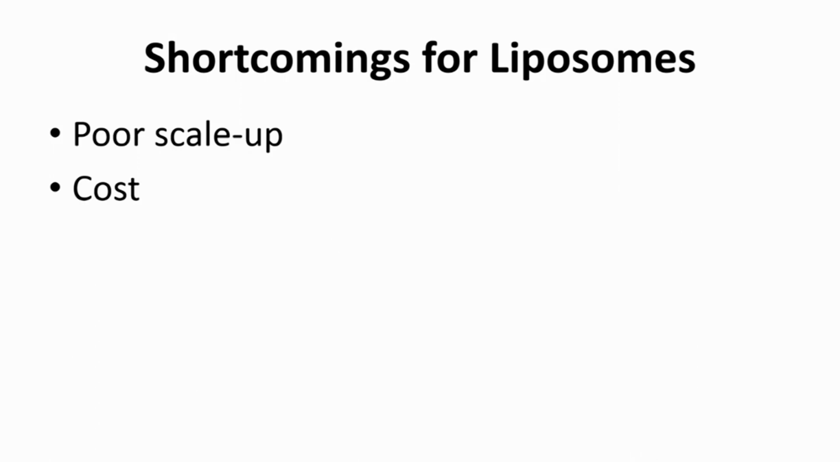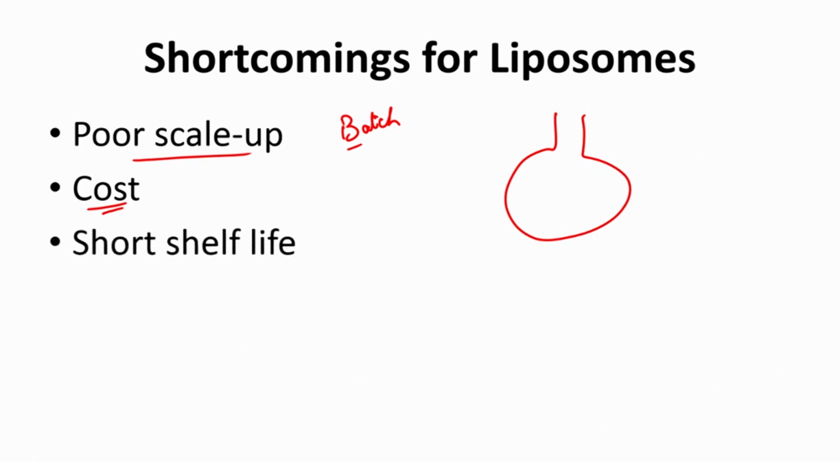So what are the shortcomings? Again this is a batch process, as we just said. So scale up is fairly poor, you only have one round bottom flask at a time, and because of that there is also batch to batch variability. Then another issue is the cost is fairly high. These phospholipids are not cheap, so the cost can be typically high compared to the polymers, which are of course much cheaper than these lipids.